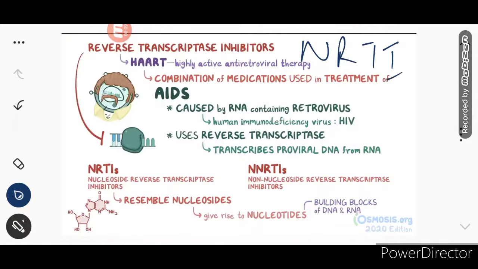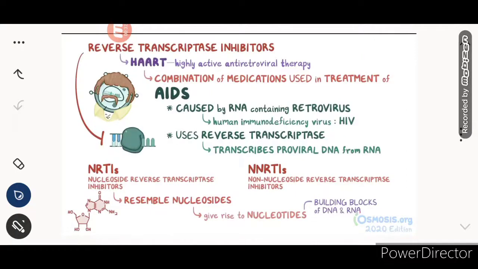So today we're going to talk about the NRTIs, also known as nucleoside reverse transcriptase inhibitors. So what are these? These are basically the drugs used for HAART, also known as highly active antiretroviral therapy. So it is basically a combination of medications used in the treatment of AIDS.